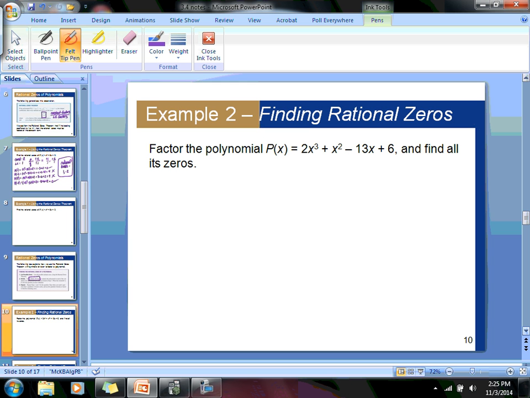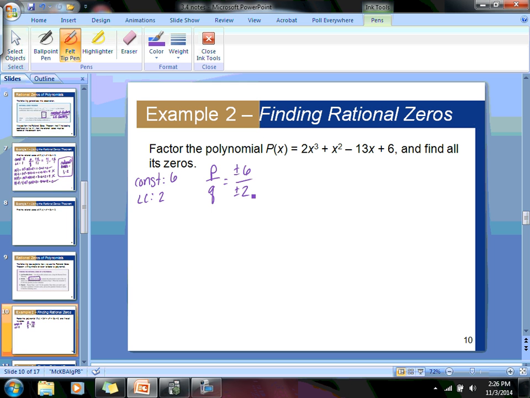Okay, so for example 2 now. Let's take a look at this polynomial. We have 2x to the third plus x squared minus 13x plus 6, and we want to find all of the zeros. So to find all of the zeros, first we have to find all the possible zeros. So again, that's where I take a look at my constant term, which is 6, and then my lead coefficient, which is a 2. So that's going to be my p over q. So I'm going to have plus or minus 6 over plus or minus 2.